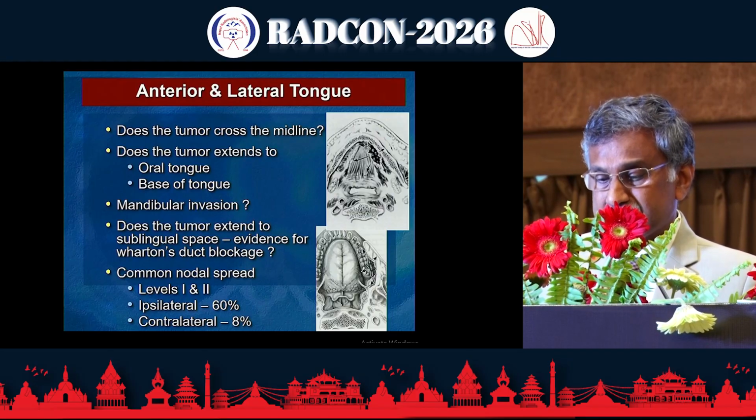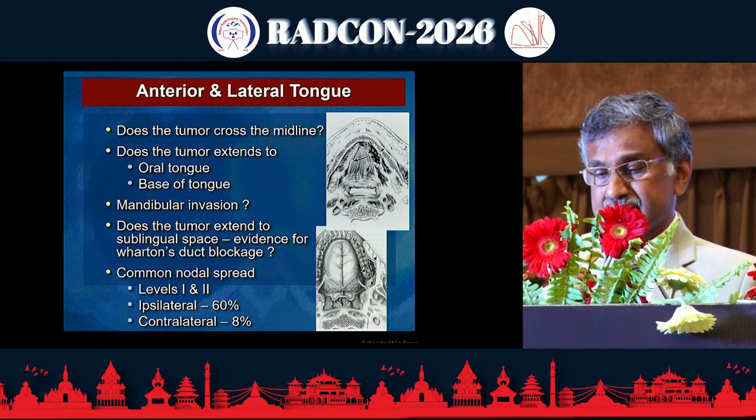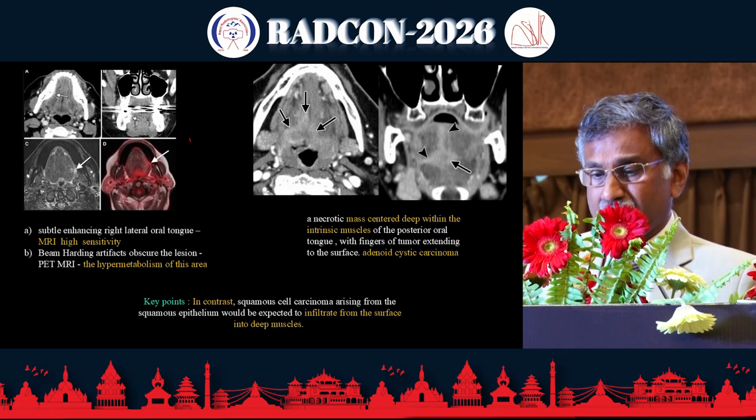Apart from this, nodal status will be level 1 and level 2, and ipsilateral nodes can occur in 60%. Contralateral node will be 8% according to the literature. So we should look for these areas.